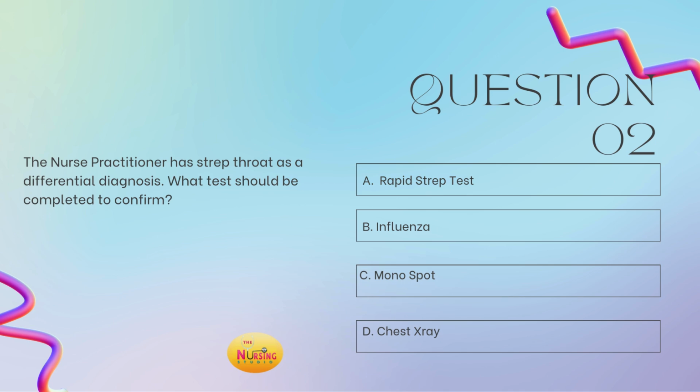All right, so stem of the question states, what test should be completed to confirm? So what are we confirming? We're trying to confirm the differential diagnosis of strep throat. So easily, you guys, you should know, A, we do a rapid strep test to confirm those diagnoses, right?